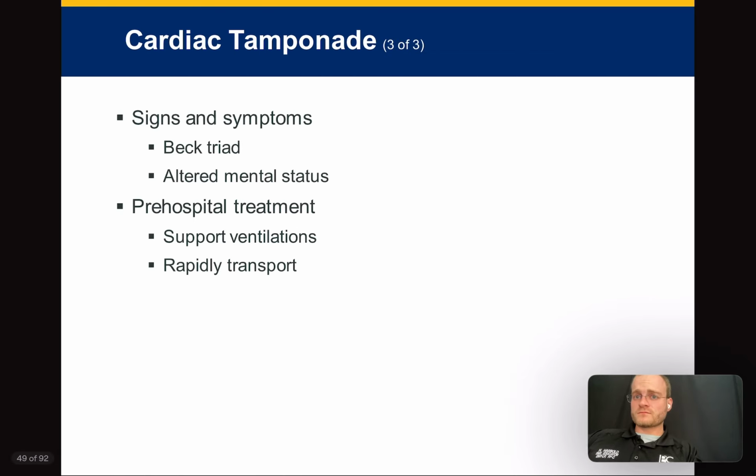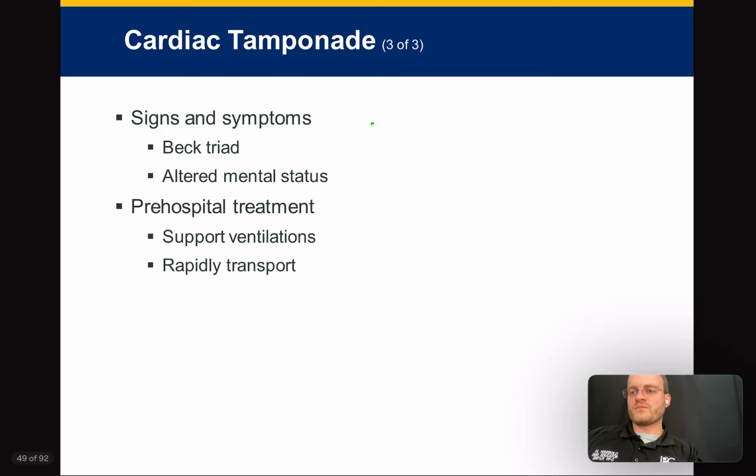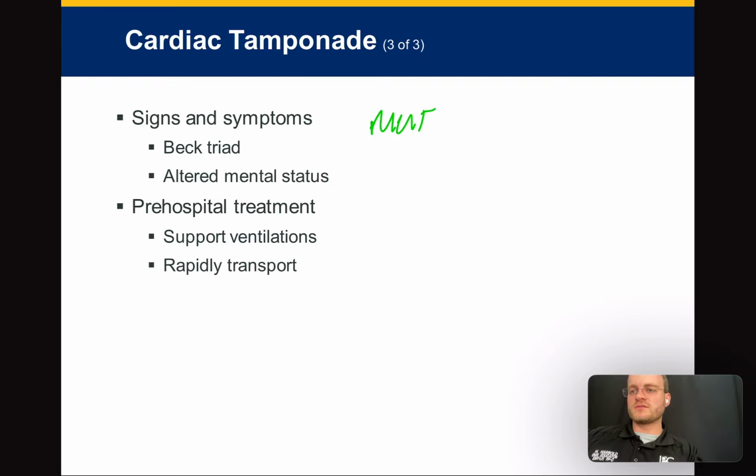Now, how does this present? It's Beck's triad. And so that's going to be muffled heart sounds, widening pulse pressure. So it's going to be muffled heart sounds, again, sounding like they're breathing underwater.